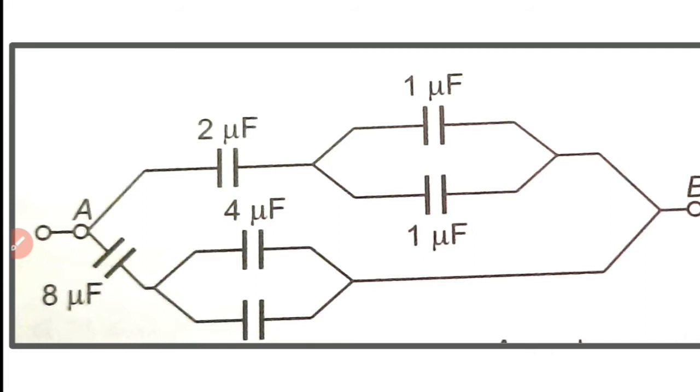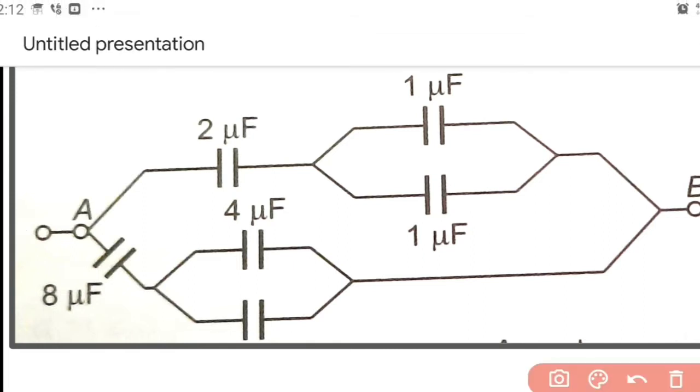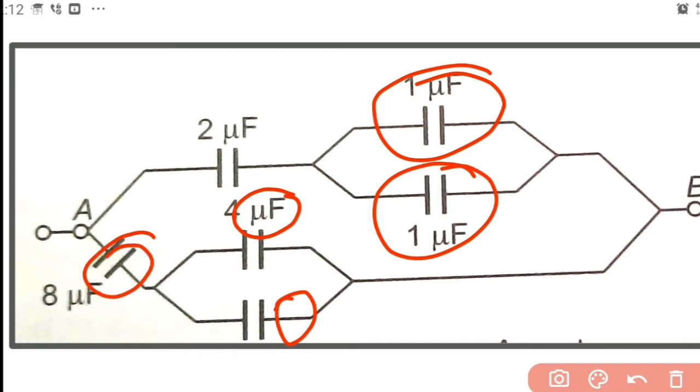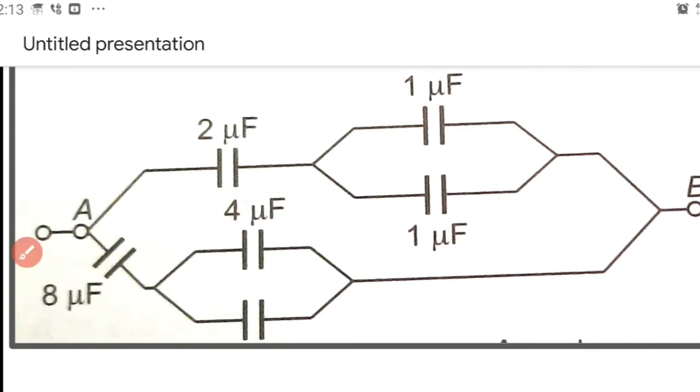So here you look, here again we have this 1 microfarad and 1 microfarad in parallel. So effective of that becomes what? 2. Likewise 4 and 4, here also it is 4. So 4 and 4 will be connected in parallel, means 8. So 8 and 8, this is 8, here also 8 comes. So 8 and 8 will come in series. Here 2 and 2 will come in series.